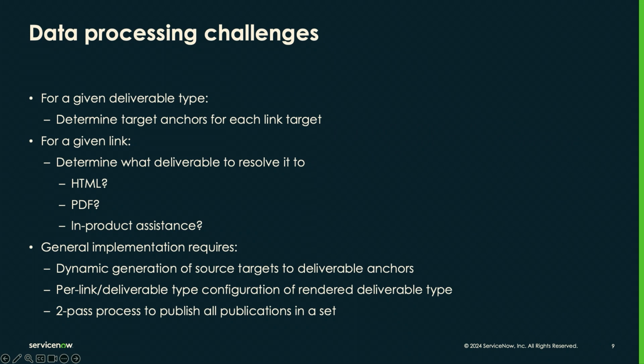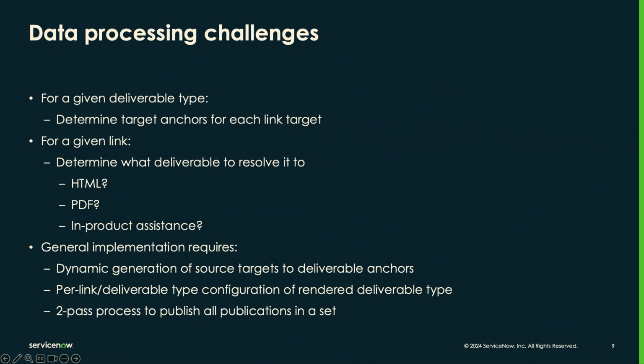I would have to have, on a per link basis, a way to configure the mapping from links to rendered deliverable types, right? For this particular link, from this topic, in the context of this publication, I want this to go to the PDF, regardless of whether I'm actually generating HTML or whatever, right? I need to be able to make that kind of decision. Nobody's going to do that, right?